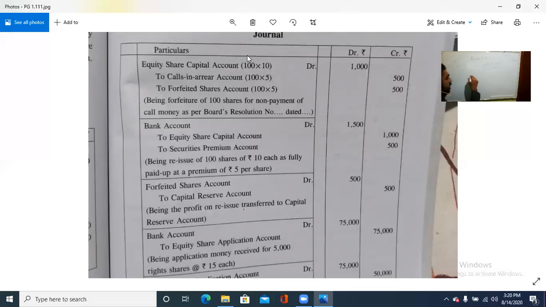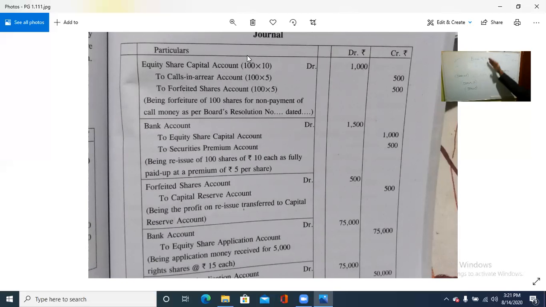So what is the other entry? Equity share application account debtor to equity share capital and equity share premium. So how much? Equity share application, how much? 75,000. Equity share application 75,000. Okay. Equity share capital, how much? Yes, this is 5,000 into 15. So this is how much? 5,000 into the face value. How much? 10. And this is 5,000 into 5. So 5,000 into 5, 25,000. This is 50,000. So hope you know how to calculate this one. So the same entry with regard to the public issue at the time of right issue also.